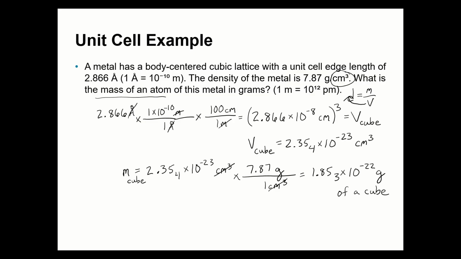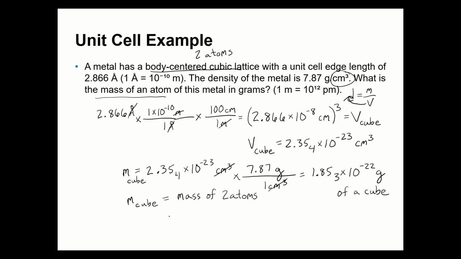Okay, but they're not asking for the mass of the cube, right? They're asking for the mass of an atom. So that's again when we have to go back to the fact that a body-centered cubic lattice contains 2 atoms. Right, so the mass of a cube is equal to the mass of 2 atoms. So if we want to find the mass of a single atom, we've got to divide that mass of the cube by 2, right?